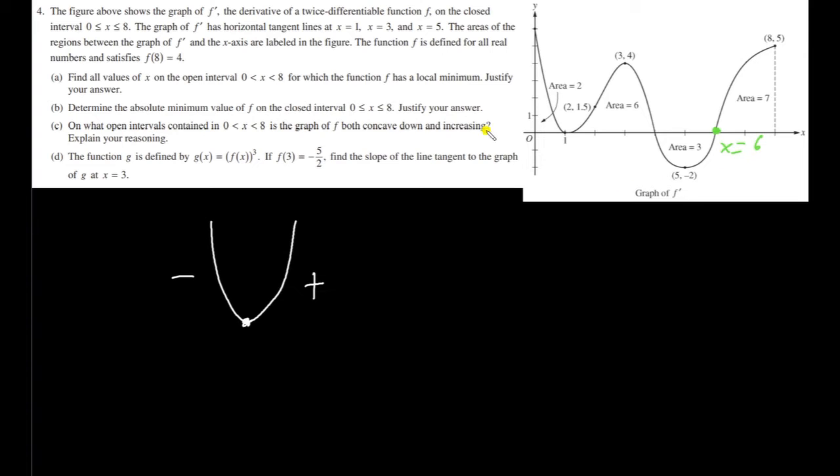Okay, and they want us to justify our answer, so we'd say x equals 6 is where there's a minimum, because that's where f prime of x goes from negative to positive, which is at x equals 6. Okay, so there's a local minimum there.